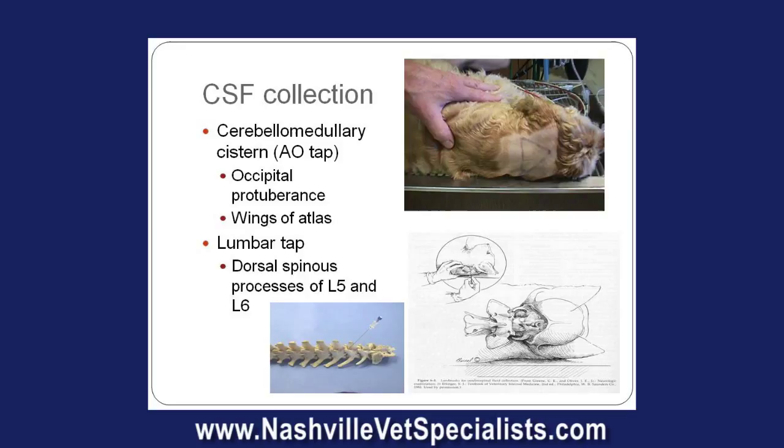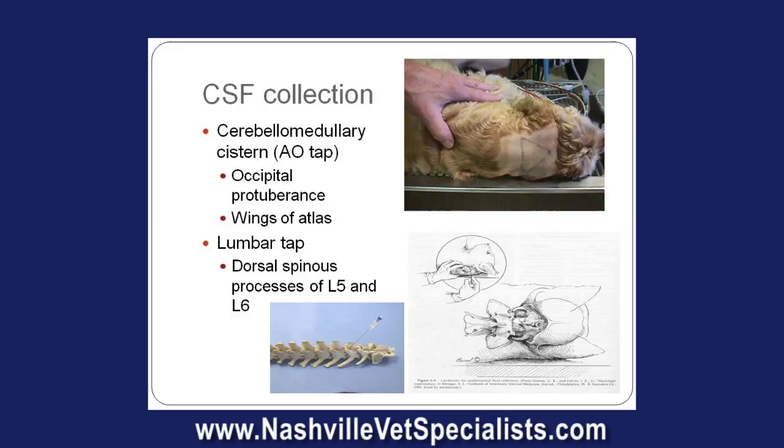So obviously, if you're left-handed, then you do it the opposite, but you feel the occipital protuberance. And again, that tells you basically the caudal aspect of the skull and the wings of the atlas, and then you go in the middle. And usually, I'll use a styleted needle if it's a dog bigger than 10 pounds.